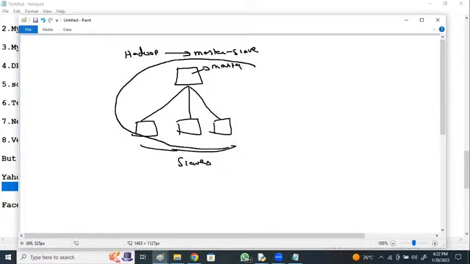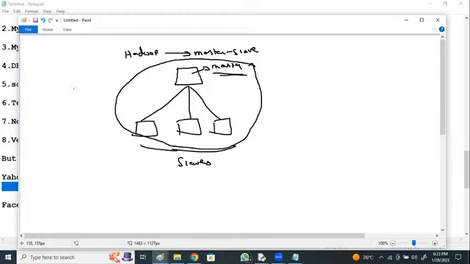A group of nodes, CPUs, are connected in a network. One master node and all the other nodes are slaves, nothing but systems, CPUs. One master node and multiple slave nodes.